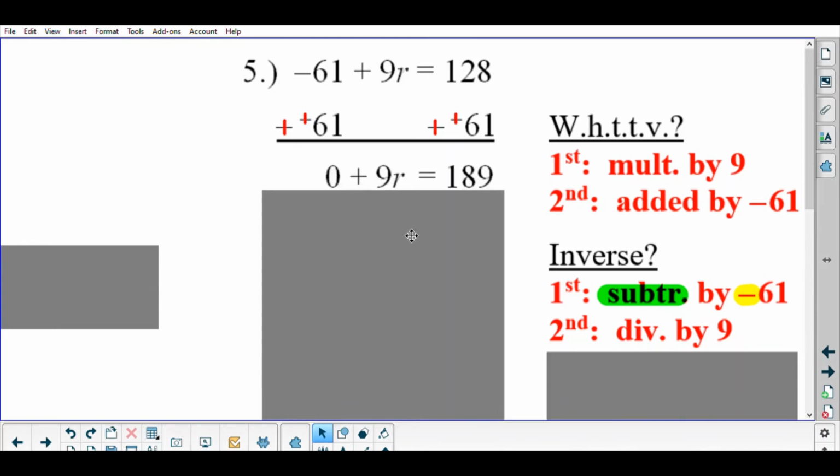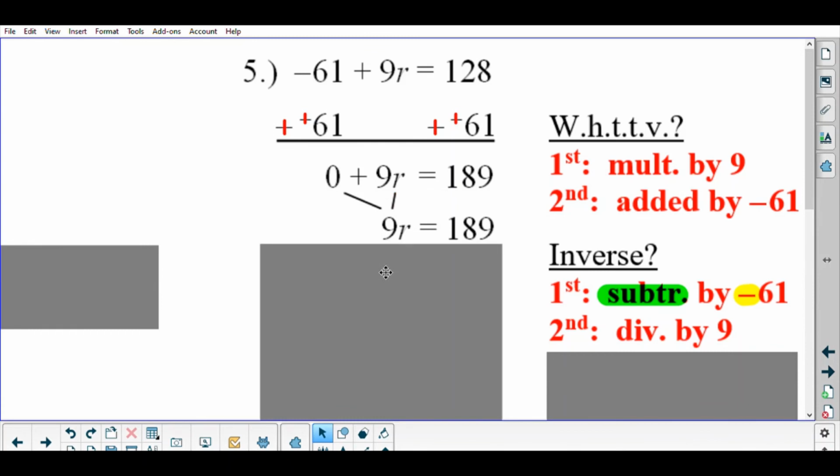128 plus 61 gives you 189. Negative 61 plus positive 61 gives you 0. 0 plus 9r is what you should get at this moment in time. That's right, the 9 does not magically disappear. And then 0 plus 9r can simplify to just 9r. That is the additive identity property. Anything plus 0 is itself.